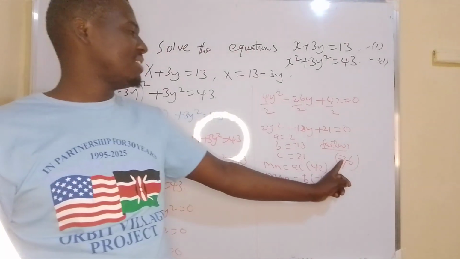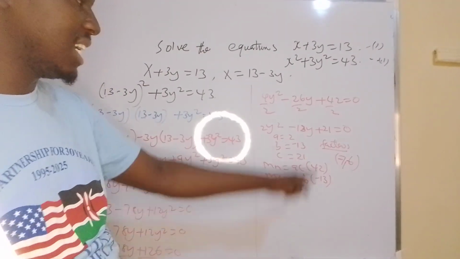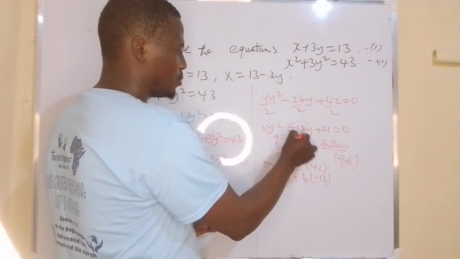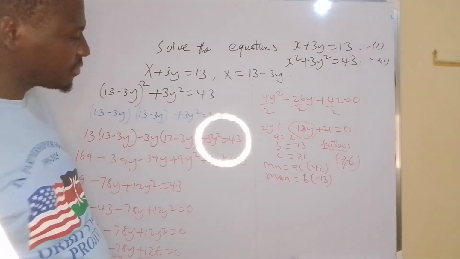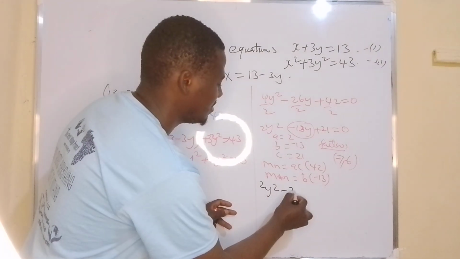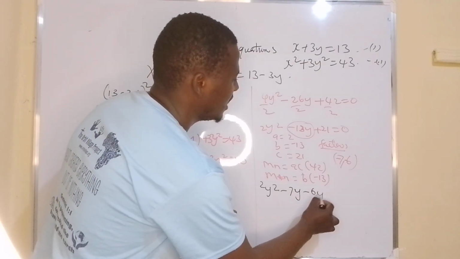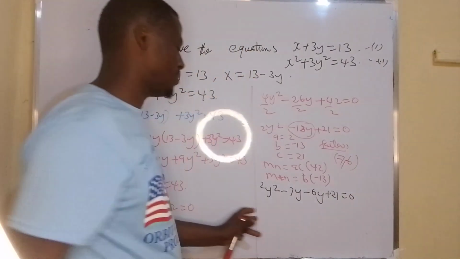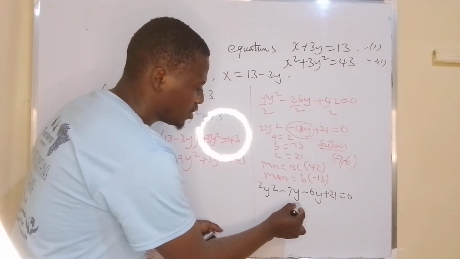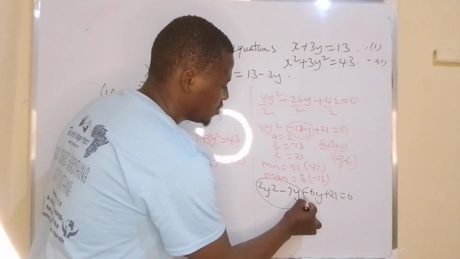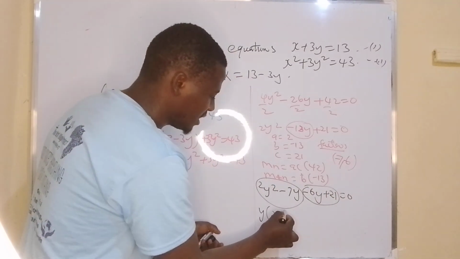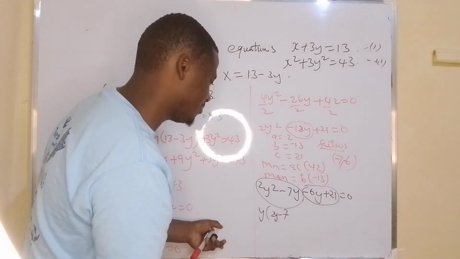So negative 7 times negative 6 gives you 42, and negative 7 plus negative 6 gives you negative 13. Now substitute in this part. Substituting into that one, it gives you 2y squared minus 7y minus 6y plus 21 is equal to 0, because minus 7y minus 6y gives you minus 13y. So what is common between these? Here y is common, and I remain with 2y minus 7, of course.